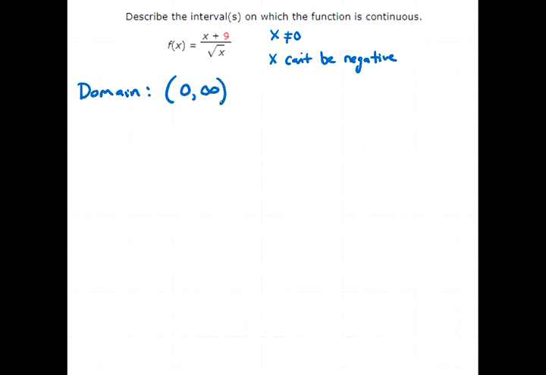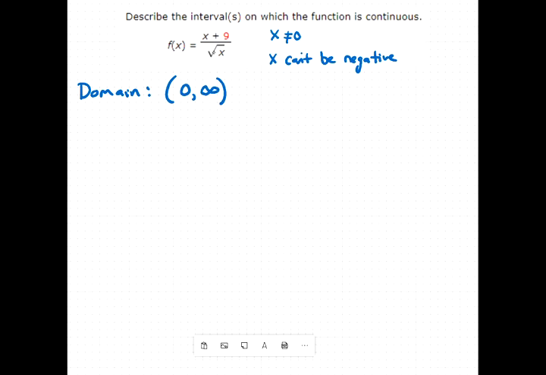Now, describe the intervals on which the function is continuous. To determine where a function is continuous, the most direct way of doing that is figure out where it's not continuous, and then throw those numbers out. So are there any values from 0 and up where this function is not continuous? Well, no, there's no positive number that is going to create any issue with this function.